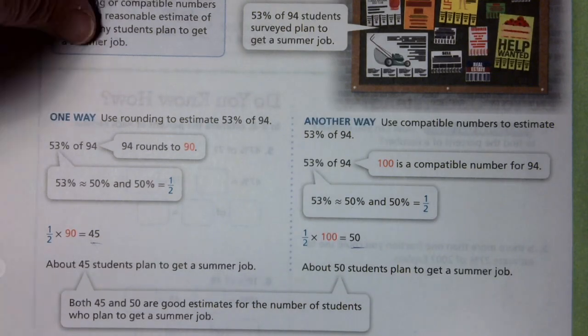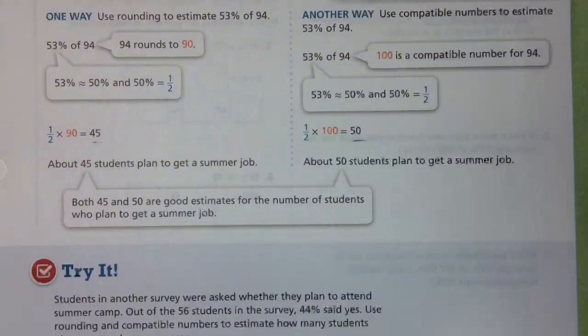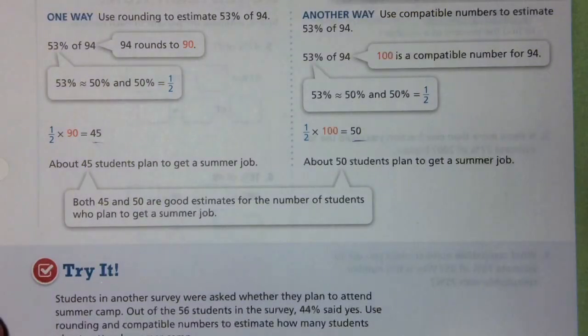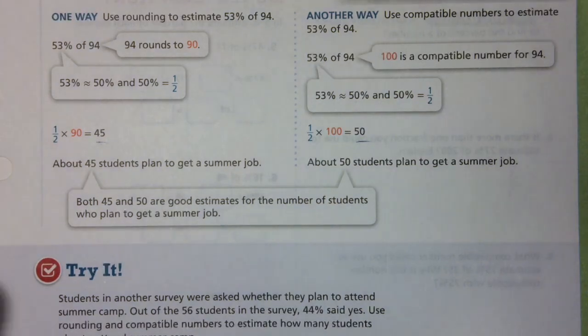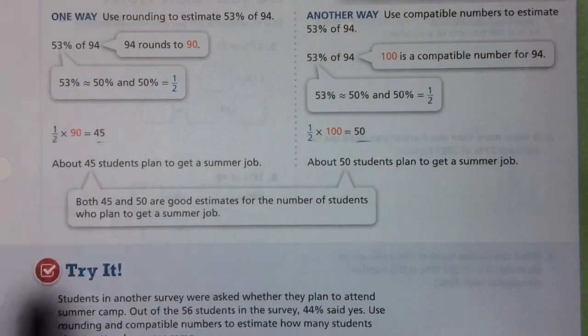Now, notice the little sentence down here at the bottom. Both 45 and 50 are good estimates for the number of students who plan to get a summer job. This is not an exact, there's no exact answer here. It's how you do the rounding. You need to round closely, and you will be close with your answers.